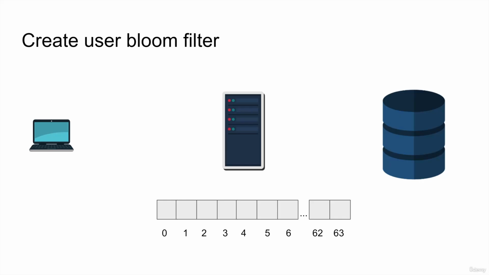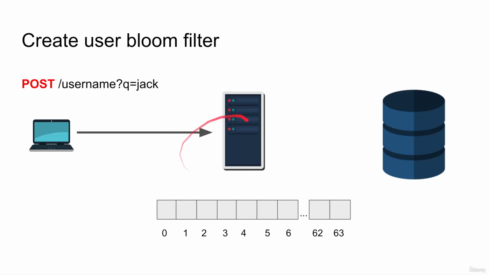I have a brand spanking new bit set here, 64 bits, right? And I'm gonna create user Jack for the first time. It's a blank database, there is nothing in it. I'm gonna create Jack. So if I'm gonna create Jack, I am obviously going to make a POST request to the Express server, and I'm gonna hash Jack mod 64. I am going to get 63 in this case. And what you do before writing the username Jack to the database is you set this bit.